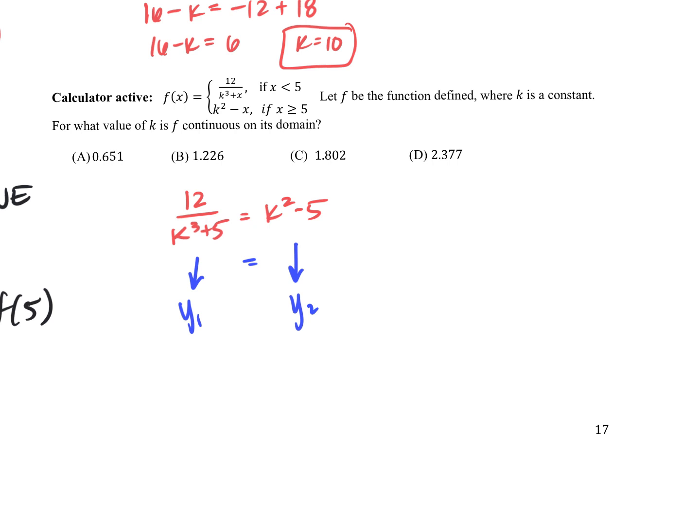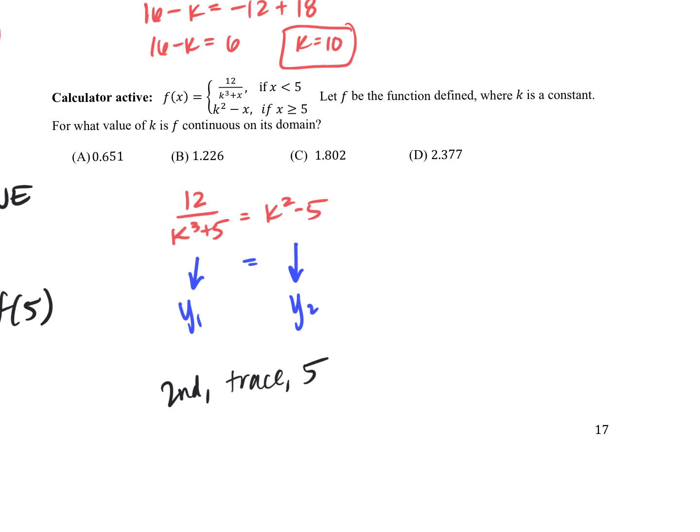And what I want you guys to do is hit second, trace. Option 5 is intersect. Second, trace 5. Then it's going to say first curve, second curve. All I want you to do is move your little cursors towards where they're intersecting and hit enter 3 times. Move your little cursor close to the intersection, hit enter, enter, enter.